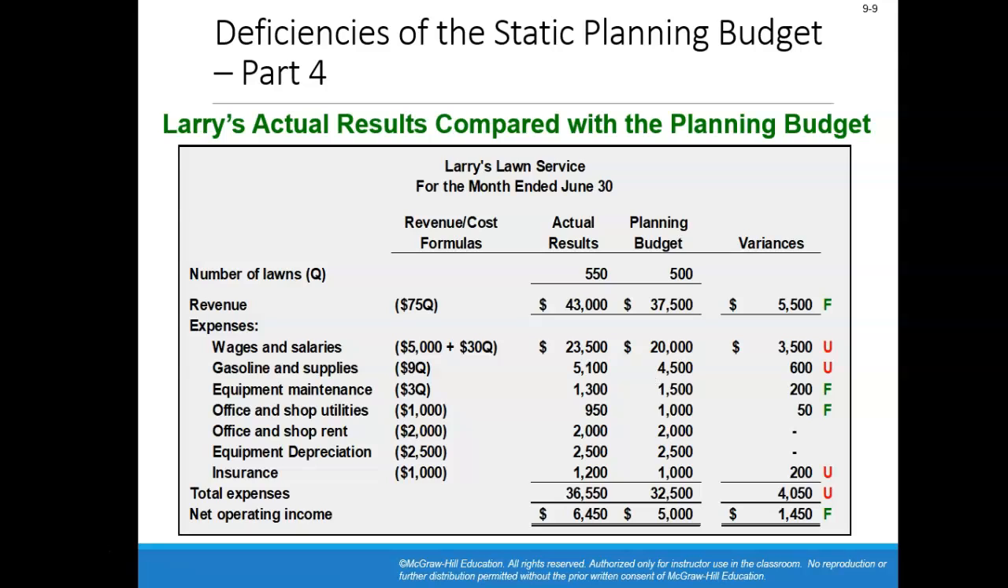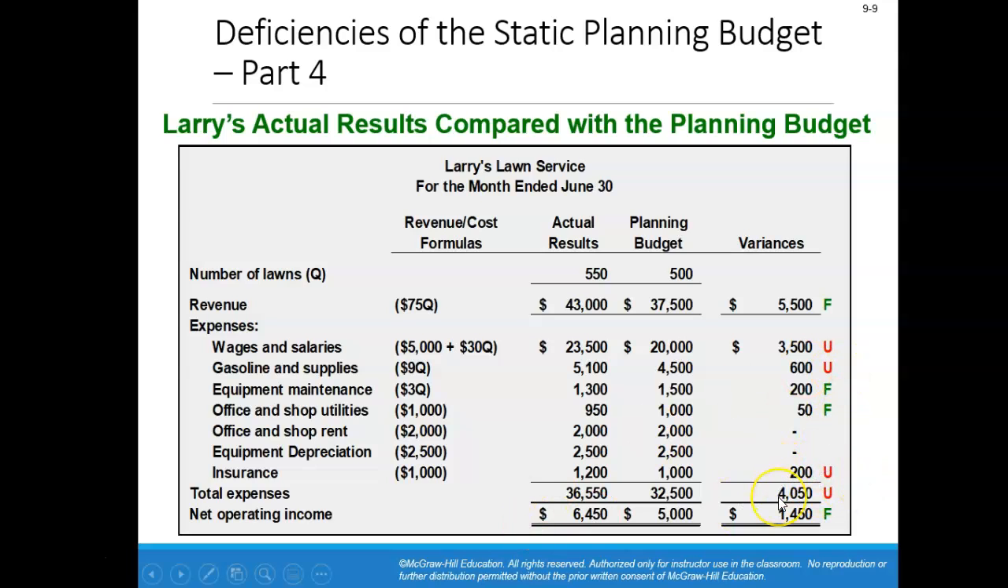Now, keep in mind that the actual results are based upon 550 yards, where the planning budget is based upon 500 yards. The equipment maintenance cost was favorable. We actually spent less than what was expected. Office, shop, and utilities were favorable as well. We spent a little bit less than expected. These costs are fixed, except for, well, the insurance is fixed, but the insurance cost ended up being $1,200, and we thought it would be $1,000. So we do have an unfavorable variance in the insurance.